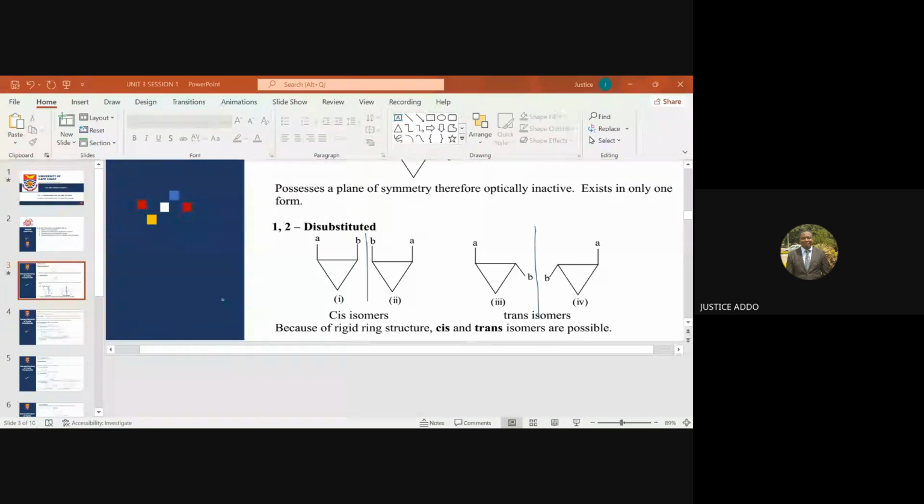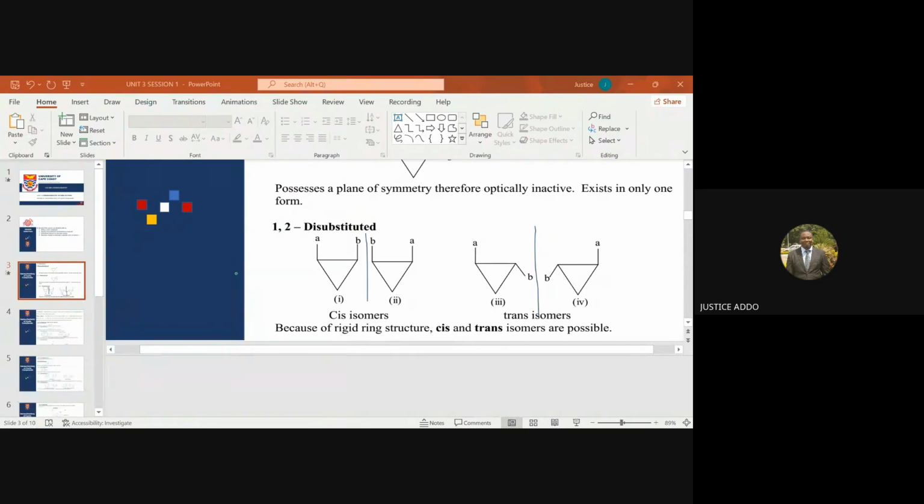You see the cis isomers, you see that A and B are all pointing upwards, the same side. Have you forgotten cis isomer in alkenes and then alkynes?